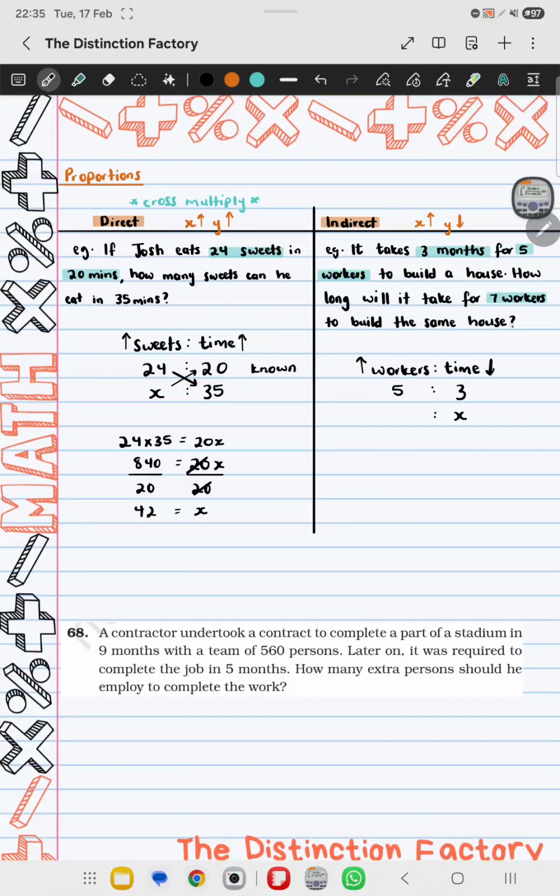And it says how long will it take for 7 workers to build the same house. So we'll put a 7 underneath the workers column. And because this is indirect proportion, we are going to straight multiply. So we end up having 5 being multiplied by 3, and that needs to equal 7 being multiplied by x, which gives us 7x.